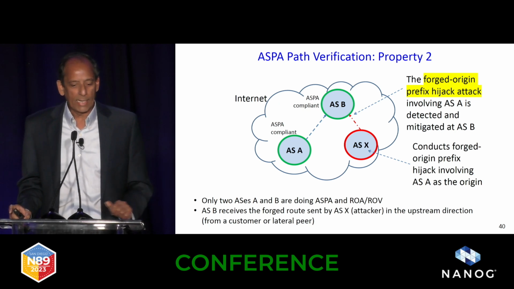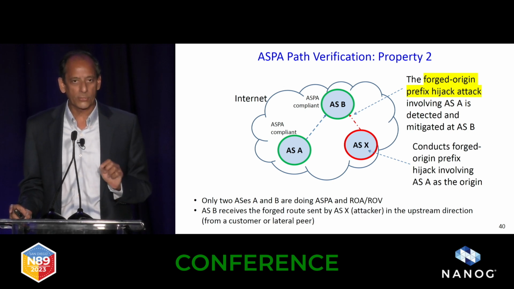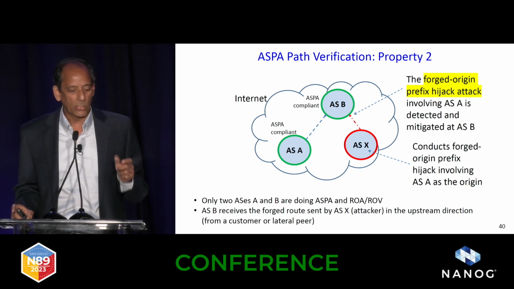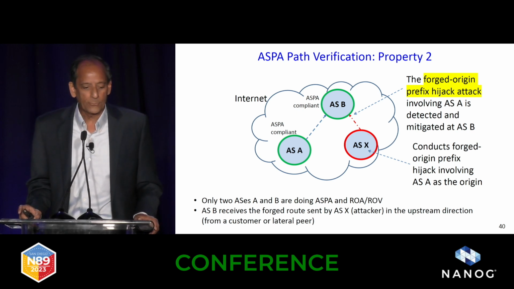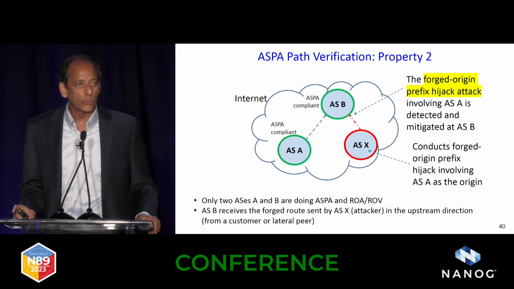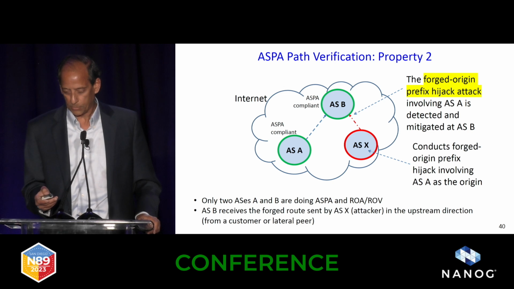The second property is regarding forged origin prefix hijack. ASX is trying to hijack a prefix originated from ASA, and it is inserting the false origin ASA into the route. However, that would not be successful if ASA has an ASPA, because it is showing the set of providers it has, and ASX is not one of them. Therefore, at ASB, when it receives the two routes and does the validation using ASPA, the route from ASX will come out invalid. So that is the protection against forged origin prefix hijack.